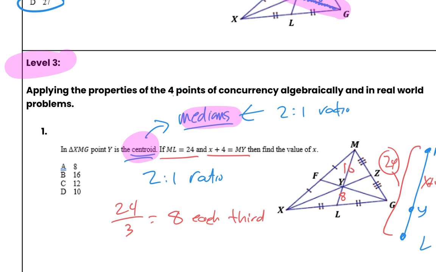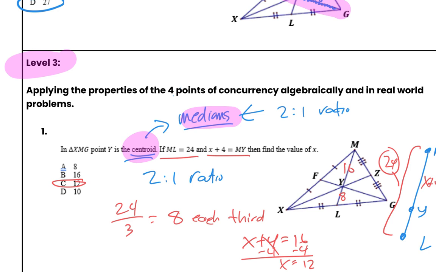So if that's the case, find the value of x. This is MY. MY is 16. 16 equals x plus 4. So if x plus 4 equals 16, then we subtract 4, and x equals 12. So our answer is C, 12.